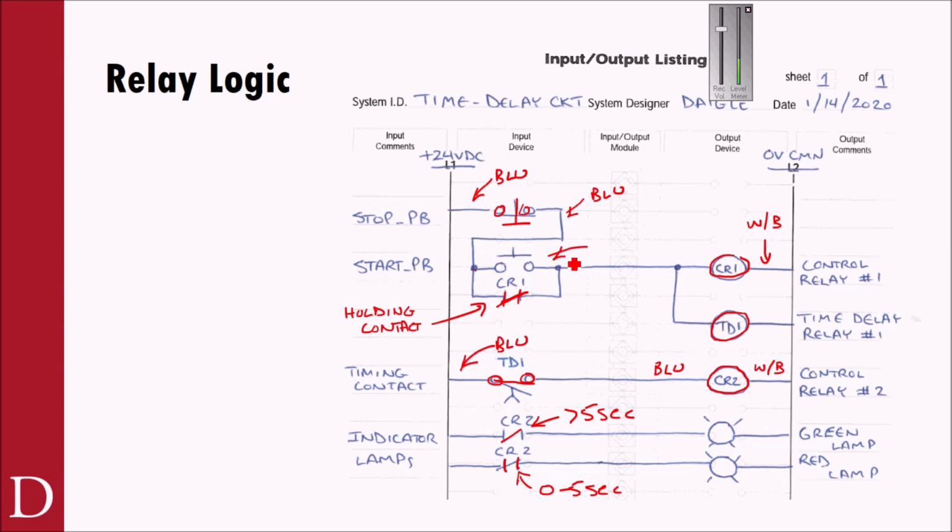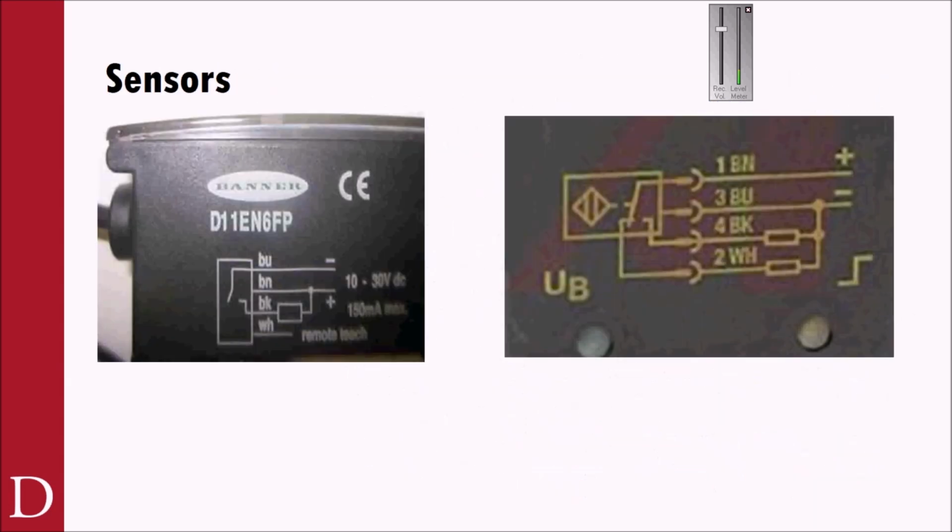But big things on this: what color wire am I using? What are these different devices? Is that normally open? Is that normally closed? You know, so on and so forth. And how does the circuit generally work?